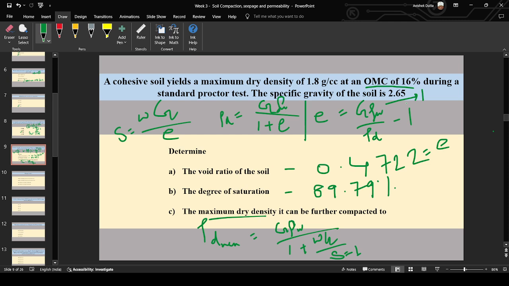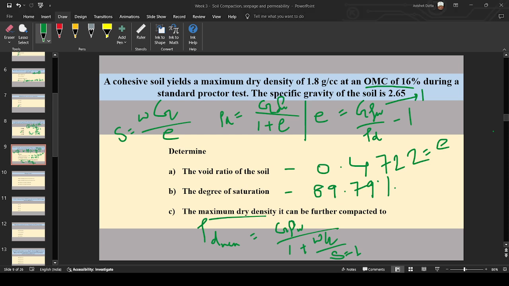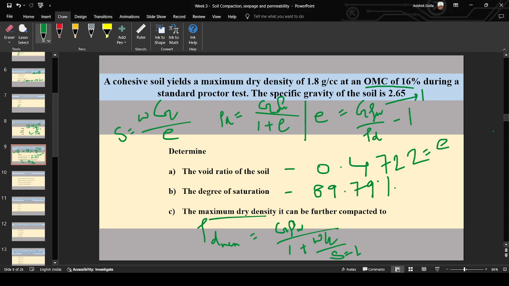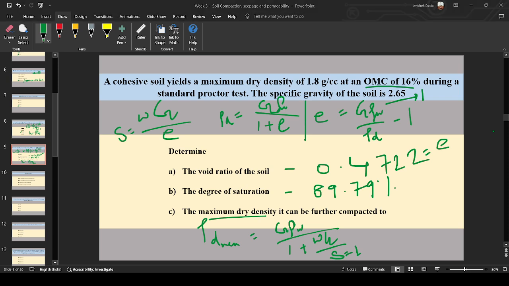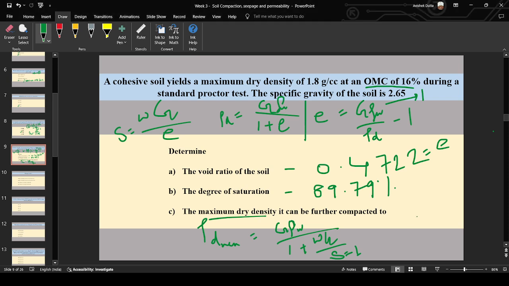That is the maximum density it can be compacted to, where S equals 1, W equals OMC 0.16, G equals 2.65 and rho_w equals 1. So what is the answer? It is not 17.65. I believe the answer is close to 1.861, 1.86, something like that. You will do it and find it out. I'll just do it again.